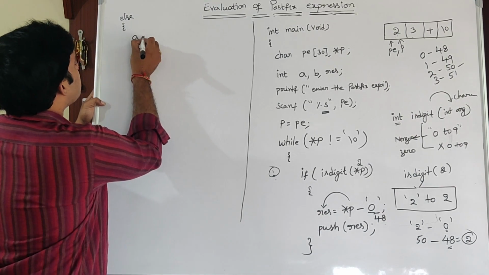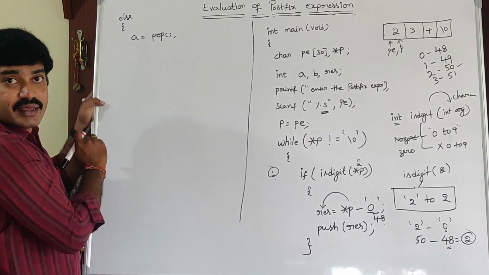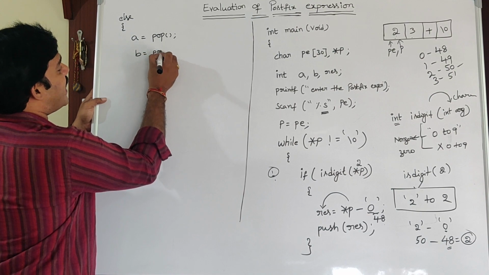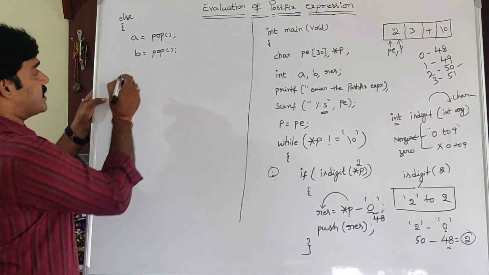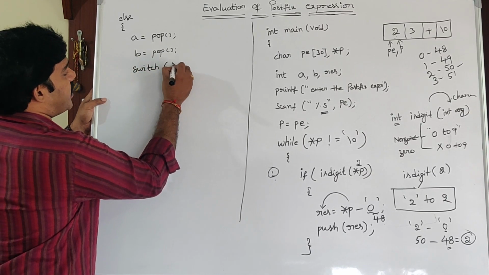So A is equal to, simply I am calling pop. The first popped element is placed into A. Next, B is equal to pop. The second popped element is placed into B. Next, I am writing the switch case.